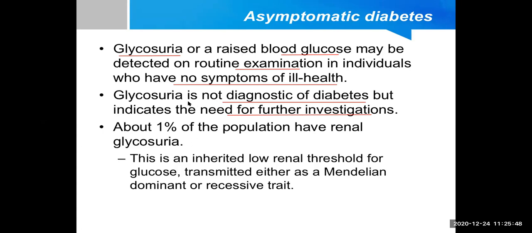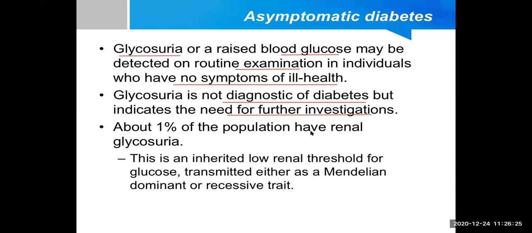Who knows? This glycosuria may just be there because of a decreased renal threshold in that patient. We have to consider that important point. If the renal threshold is lower than 180, sometimes in some individuals it may be around 150 or 160, but that amount of blood sugar is not in the diabetic range. So glycosuria is not absolutely diagnostic of diabetes, but it gives us the warning to do further investigation.